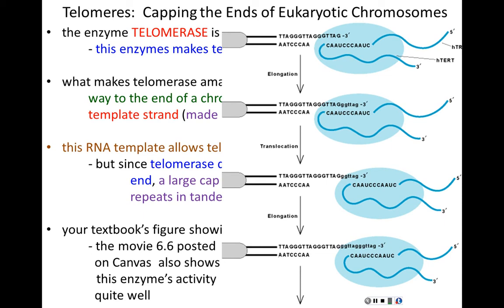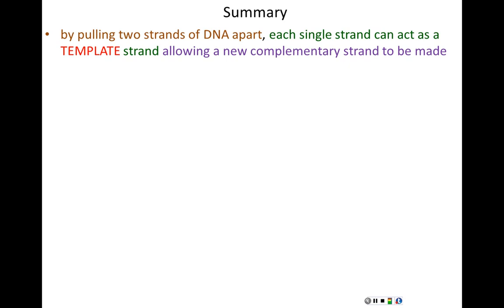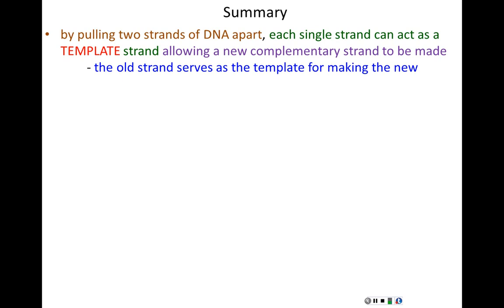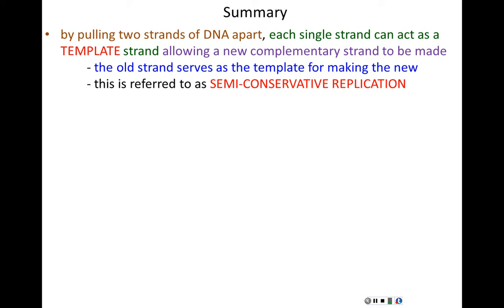So to summarize everything that we talked about in today's lecture, we started where we had left off in lecture 1, saying that we can replicate DNA as long as we can pull the 2 strands of DNA apart and use each of those strands as its own guide or template strand, allowing a new strand of DNA to be made that follows the rules of base pairing. The old strand serves as the template for making a new strand as long as the new strand is complementary to the first. Because each "new" molecule of DNA actually contains one old template strand and one newly synthesized strand, DNA replication is said to be semi-conservative.